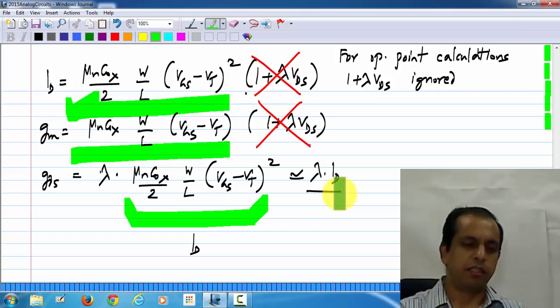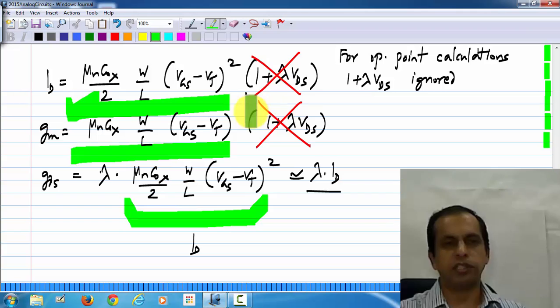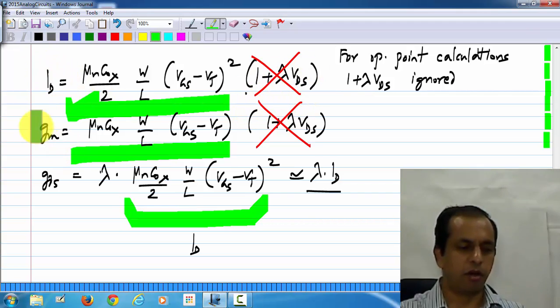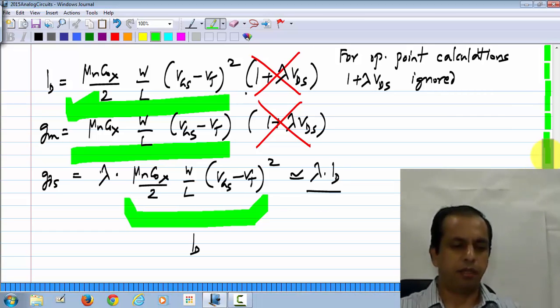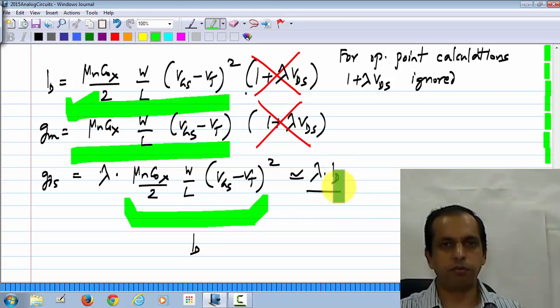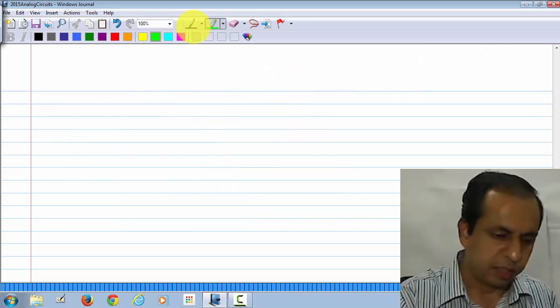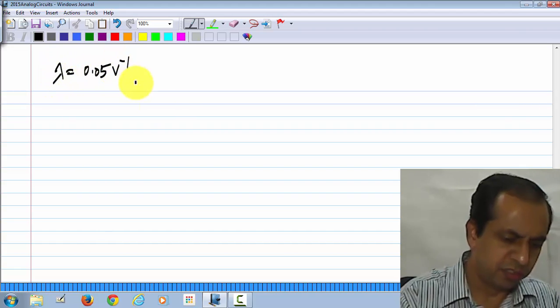Again, this is the expression, but for simplifying the calculations, we ignore this 1 plus lambda VDS term while calculating the operating point current or while calculating the GM of the transistor. Okay. But we do take into account lambda while calculating GDS, because that is what gives you a non-zero value of GDS. Okay.